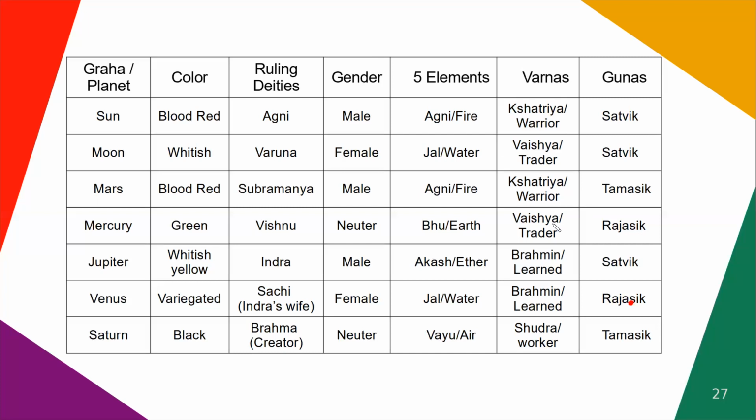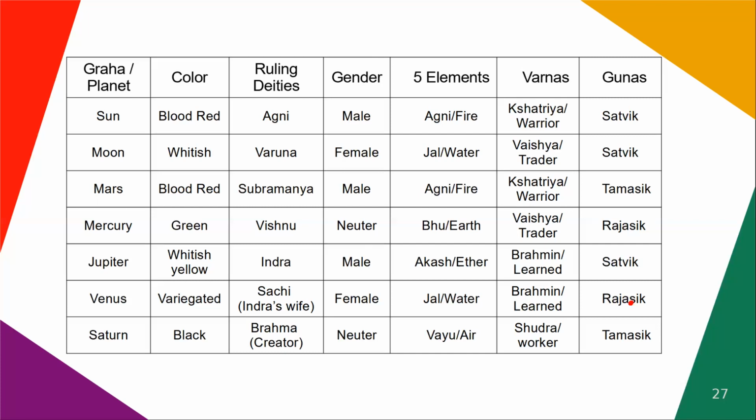Moon and Mercury belong to the Vaishya or the trader class. How are traders? Traders have a very good knack of getting along with different types of people, building rapport. So that's the forte of the trader class or the businessman class, while Saturn belongs to the worker class. The forte of a worker class is hard work or physical labor.